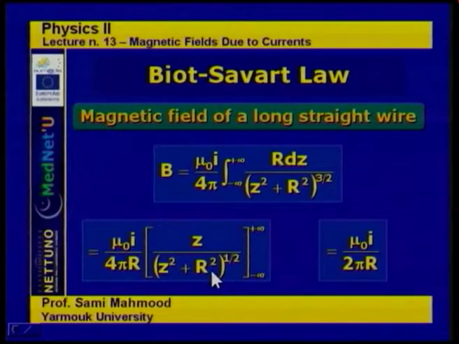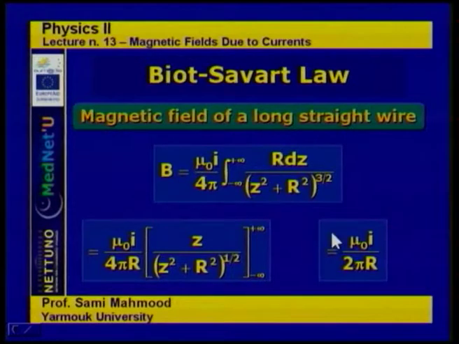that when we set z equal to infinity, then r can be eliminated because it's very small with respect to infinity squared. So we are left with z over z, and z over z is just 1. So we have mu naught I over 4 pi r from this limit, and we have mu naught I over 4 pi r from this limit.